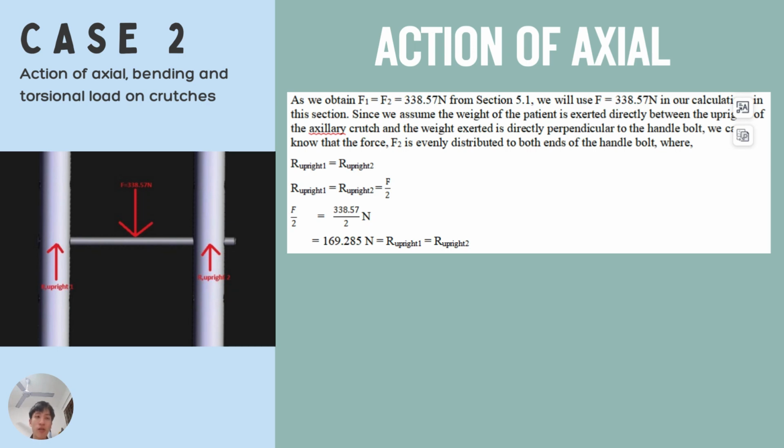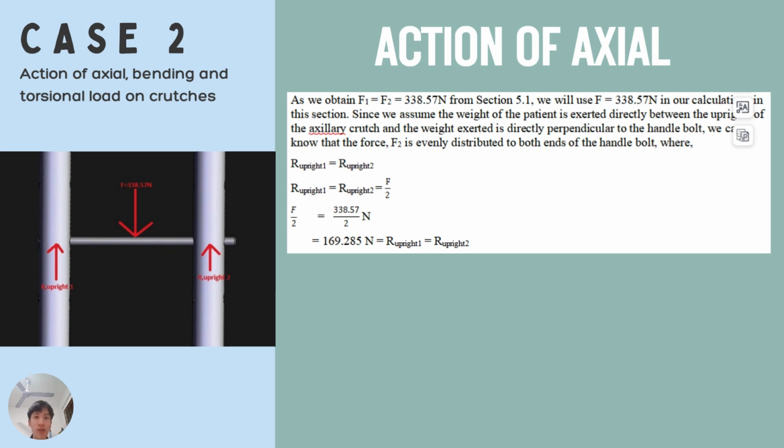For the action of axial, we aim to find the normal stress that is exerted on the handgrip board of the crutches. We assume the weight of the patient is exerted directly in between the left uprights and the right uprights. The uprights are the second portion that we have to look into in this case, which is the body tube here. There's a specific name for this body tube, which is the uprights. So there are left uprights and right uprights.